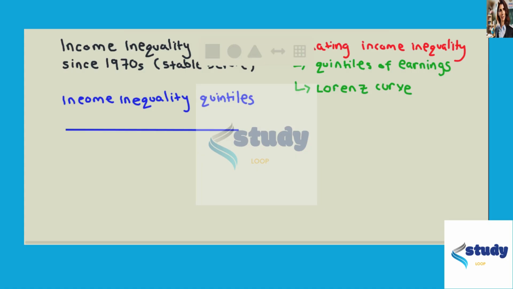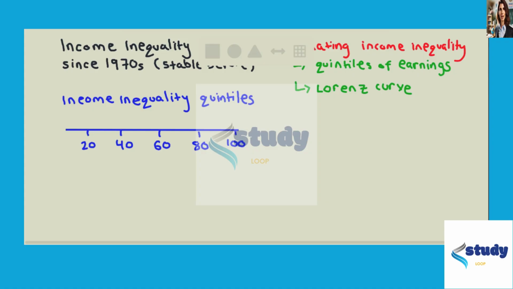we would take everyone in the country and look at their income, and order and group them from lowest to highest. Quintiles means we split it up into fifths. If it was quartiles, it would be fourths. And so we order it in the 20th, 40th, 60th, 80th, and then finally the 100th percentiles.